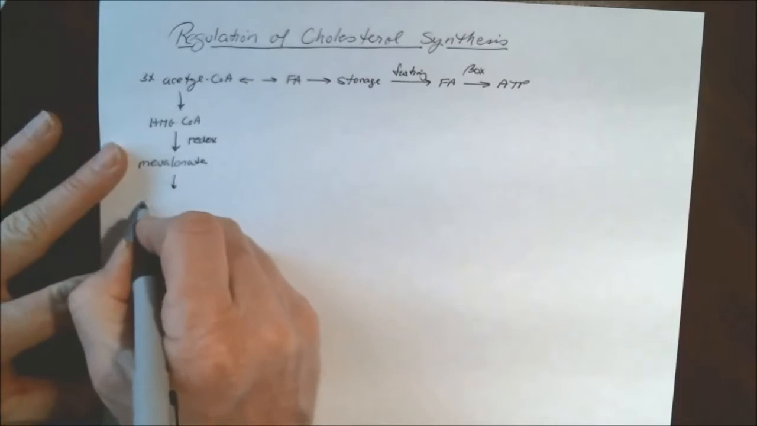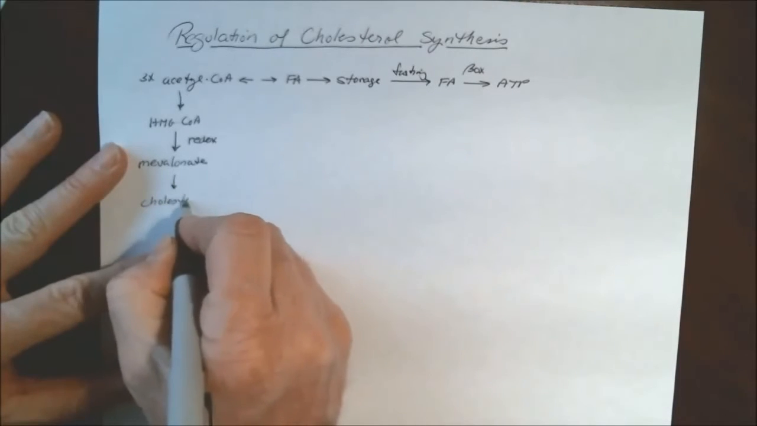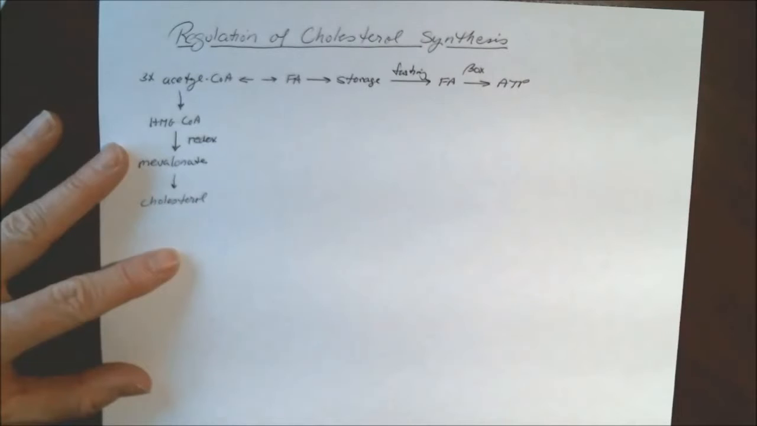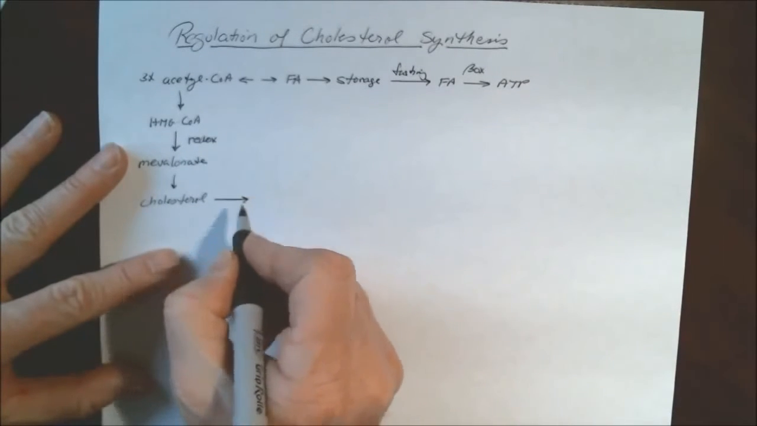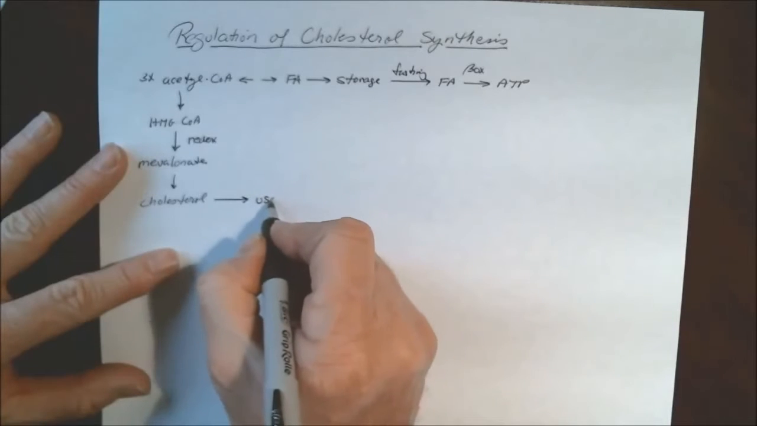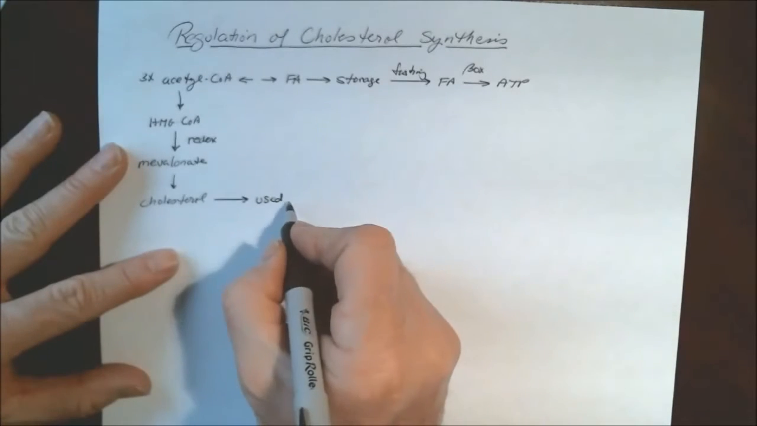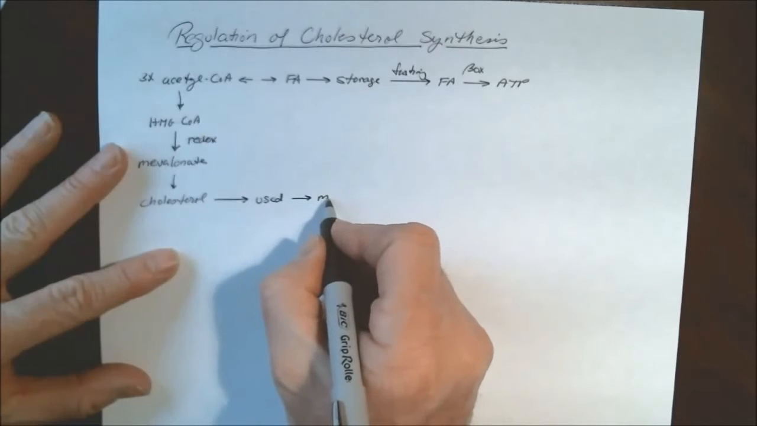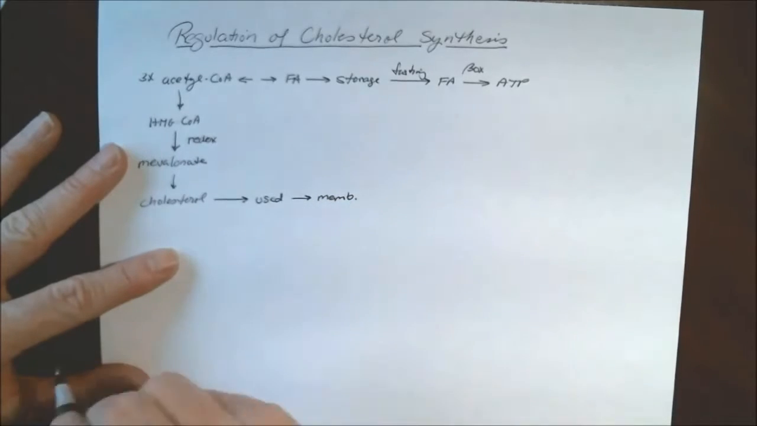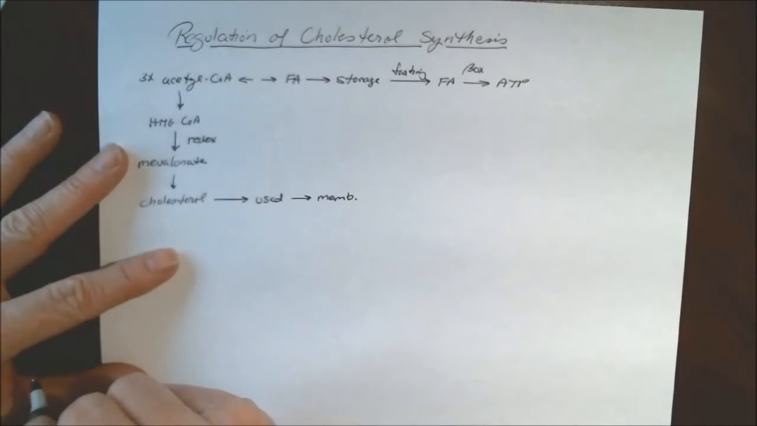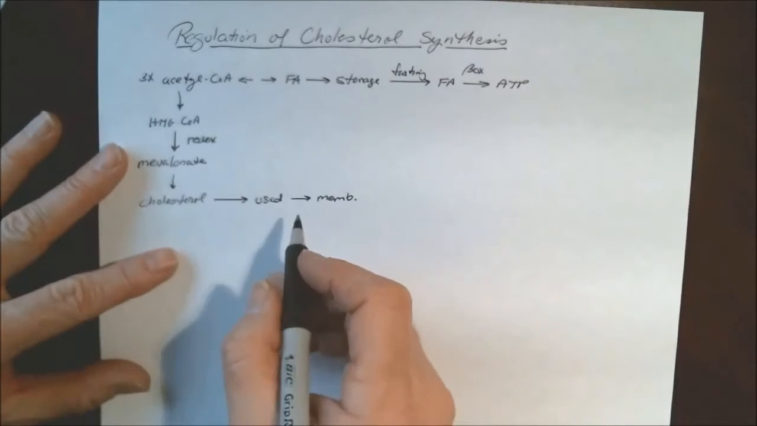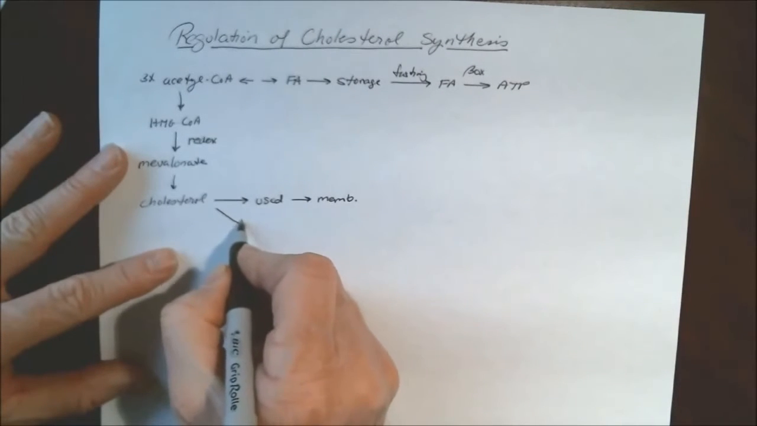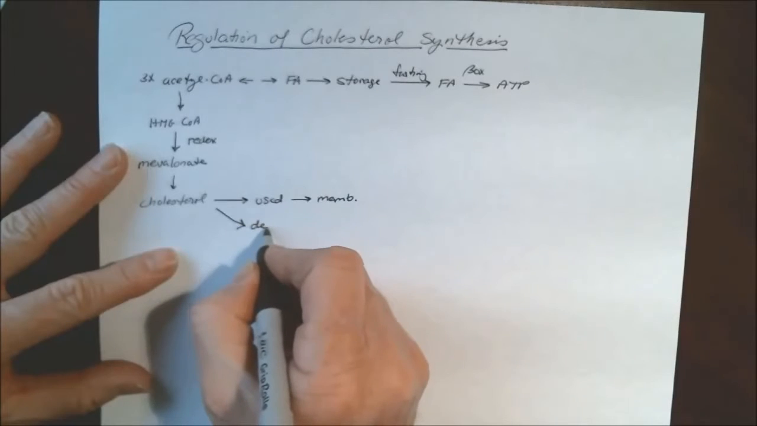Now, the problem with cholesterol synthesis is that this is not a storage form of energy. So once we form cholesterol, there's two paths for it. It is either used, and used means for membrane structure. Remember, recall that this increases membrane fluidity. It's also necessary for many signal transduction reactions. Or it is degraded.